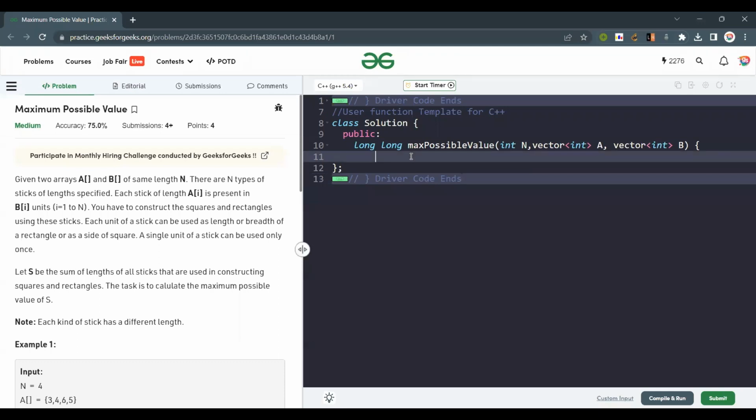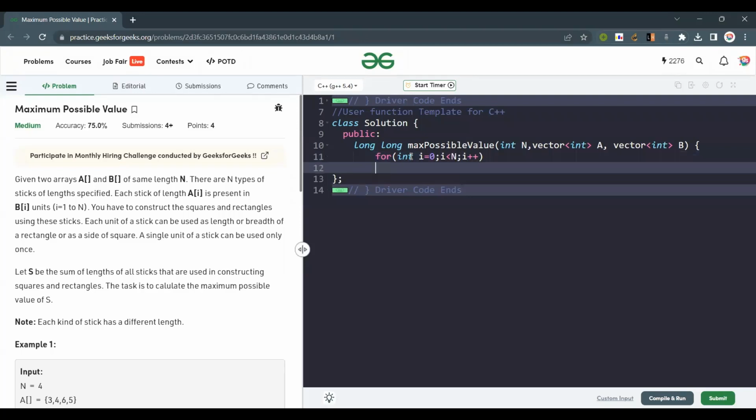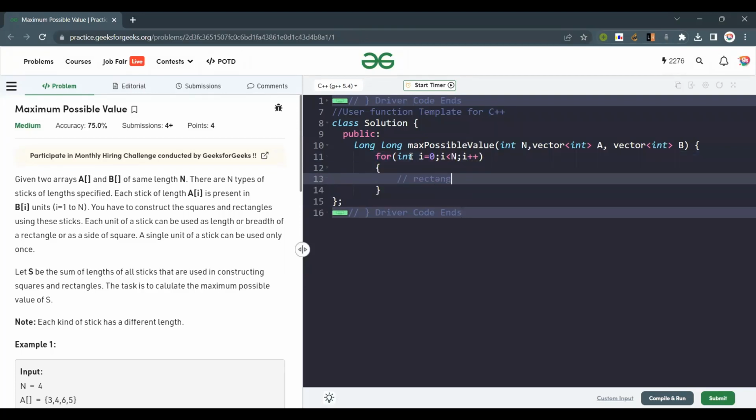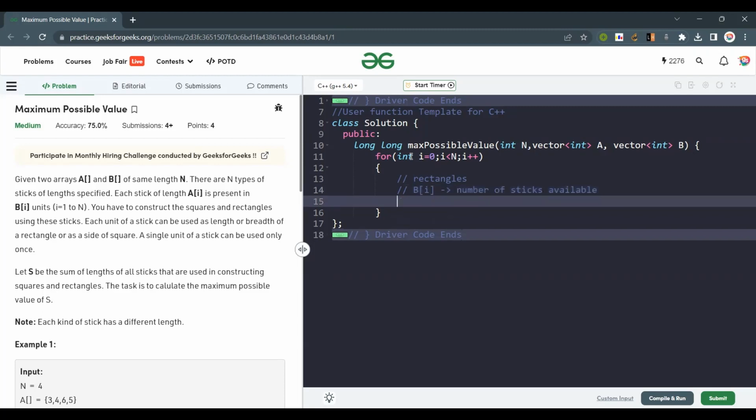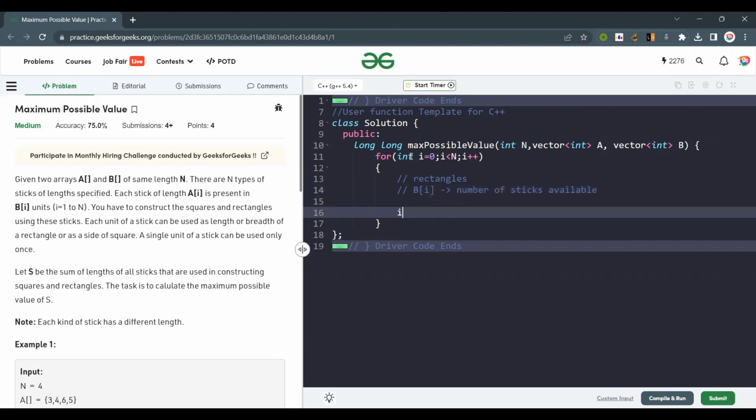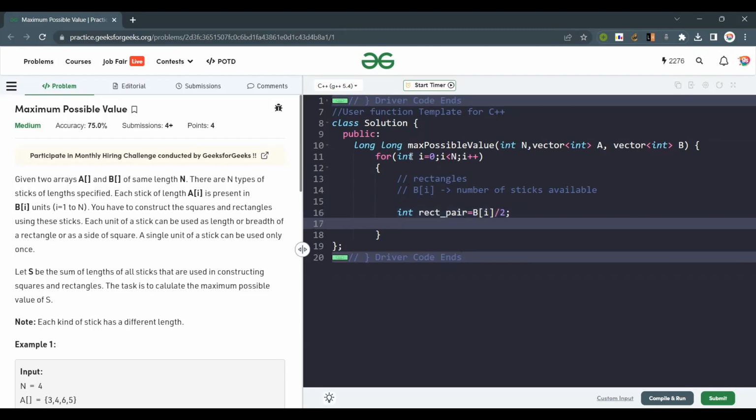So what we will do? We will traverse it. Every time we will create a rectangle. So whenever we are given bi, what is bi? Number of sticks available. So I know that if bi is the number of sticks available, how many pairs of rectangle can be created? That is bi by 2. That is the number of pairs.